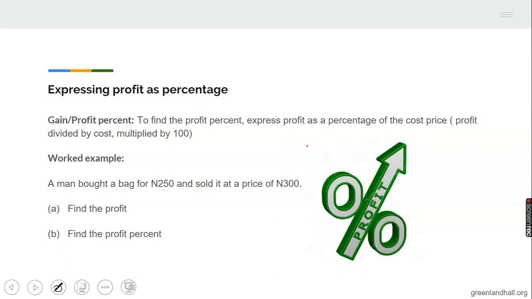Now, to get profit percent, or gain percent, how do we get it? To find the profit percent, express profit as a percentage of the cost price. That is profit divided by cost multiplied by 100. Profit over cost multiplied by 100. I'll give you the formula in the next slide. That is how to get your profit percent.